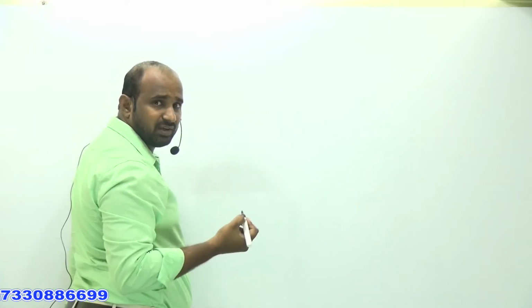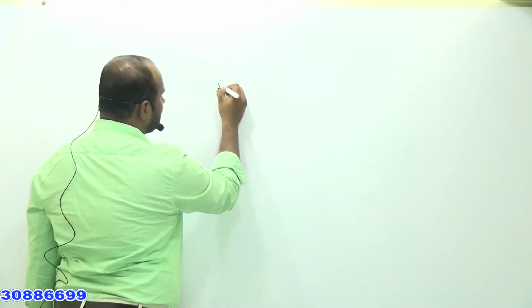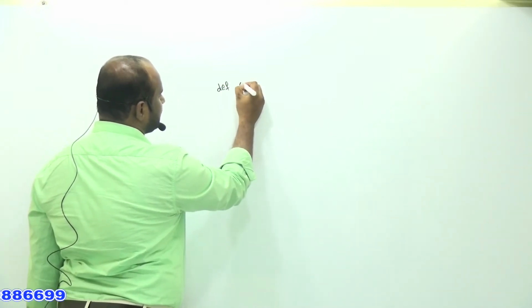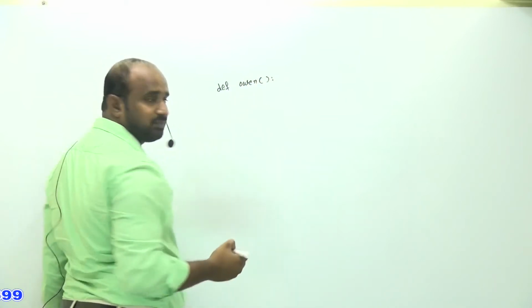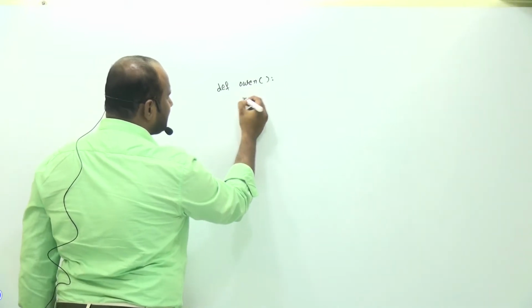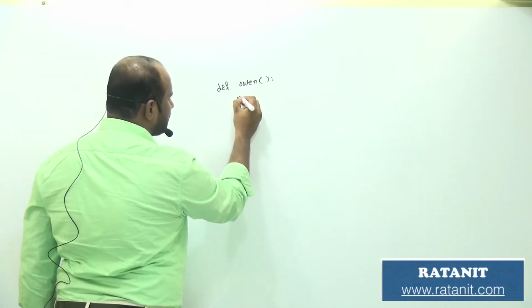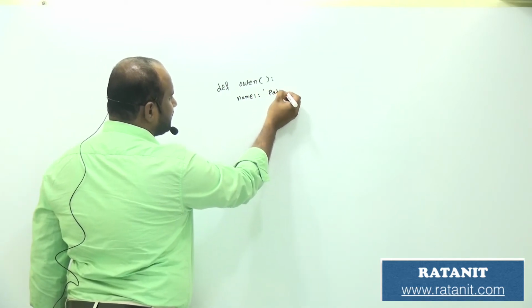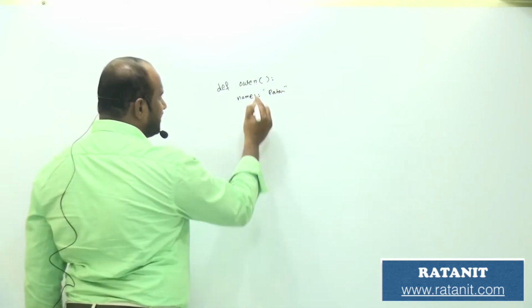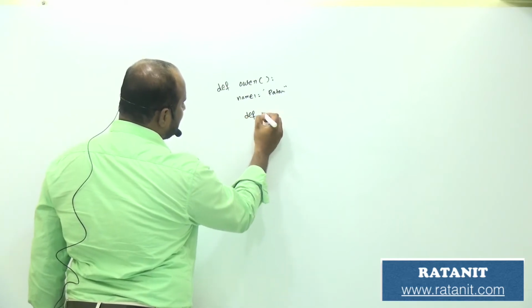How do we declare a function? By using the def keyword. Def function name, so here I'm writing outer of colon. This is called the outer function. The outer function contains one variable, name1 equal to "Ratan" within double quotes. This is the outer function code. Inside the outer function, def inner.